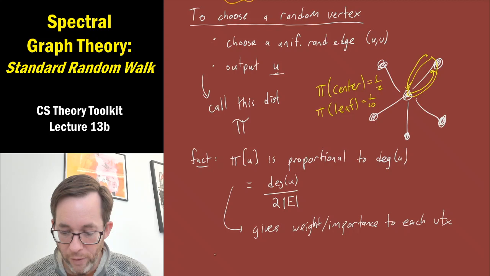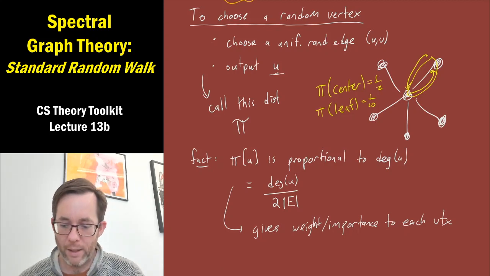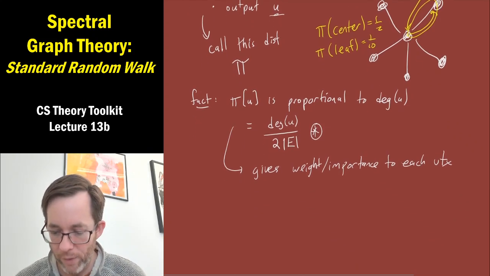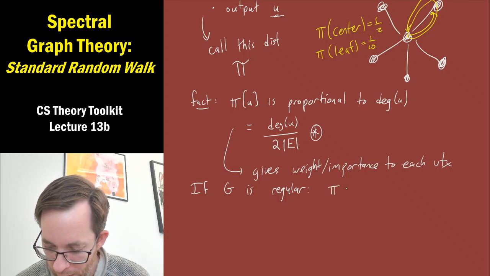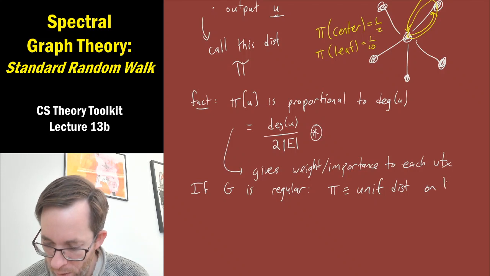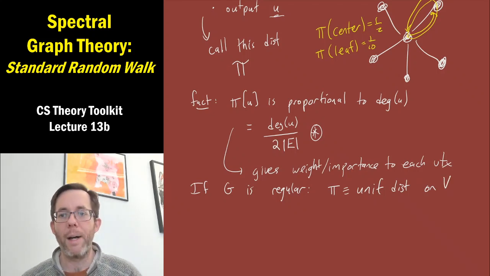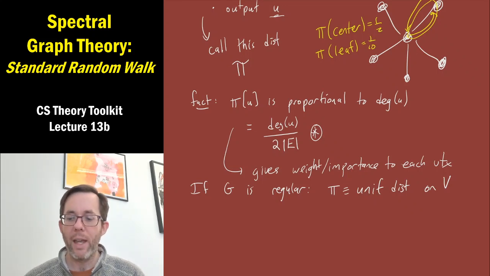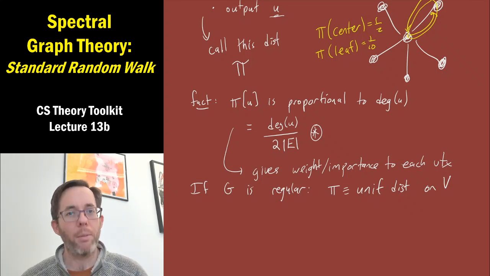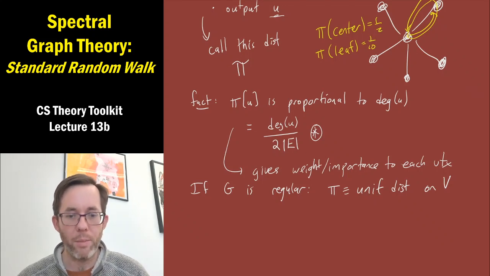Another key fact that we can see from this formula here is that if G is a regular graph, then pi is just the uniform distribution. Okay, so if G is regular, then pi is just the uniform distribution on V. That's one main reason why it's nice, the first few times you learn about this stuff, to just imagine that the graph is regular, and then the natural probability distribution you have on vertices is just the uniform distribution.